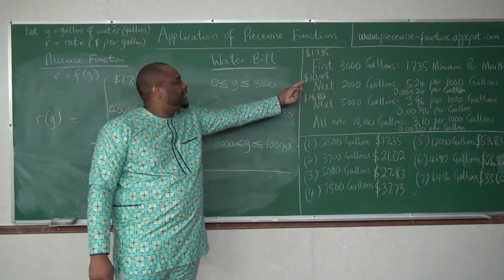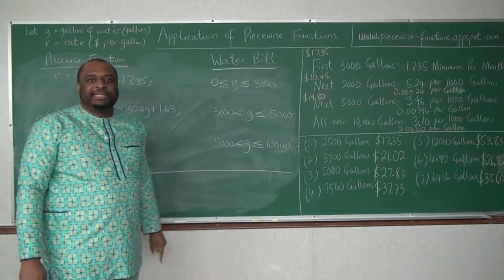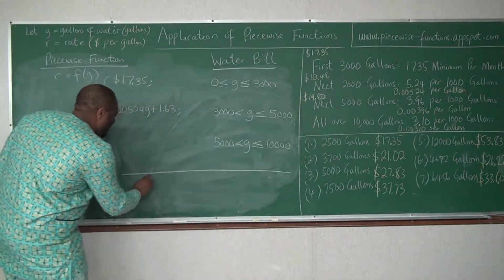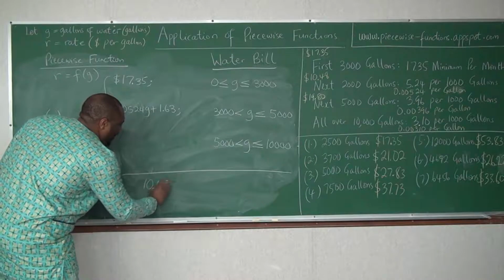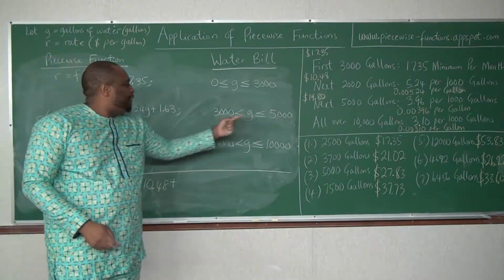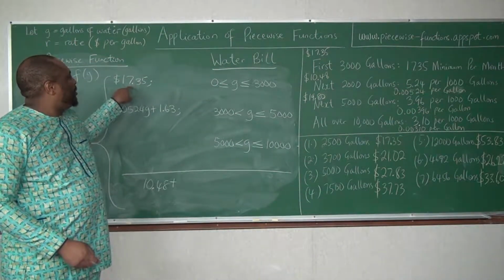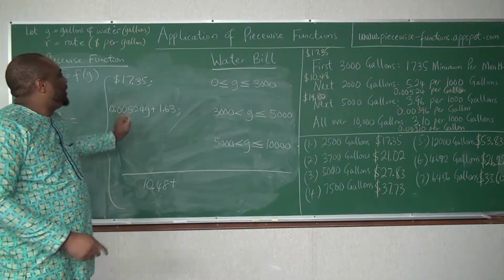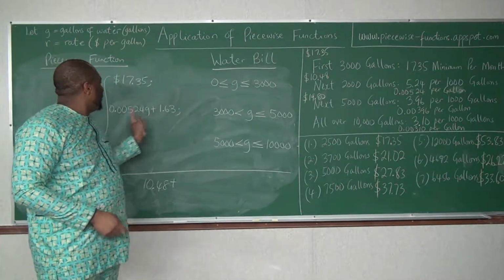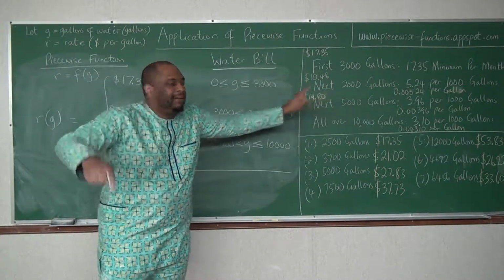You look at how much you must have paid first. Because if you do 5,000 here, that's $10.48. So before you come here, you must pay $10.48 first. Let me explain what I mean. For those that are here, the minimum amount is $17.35, and that is up to 3,000. If you exceed, you now pay 0.00524 times whatever you exceed.